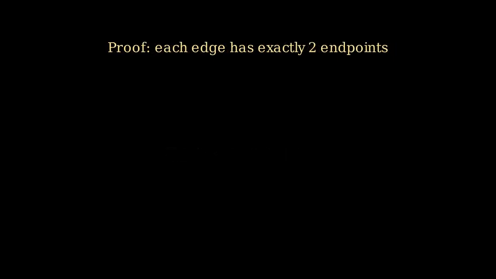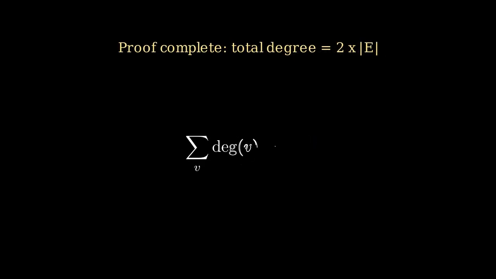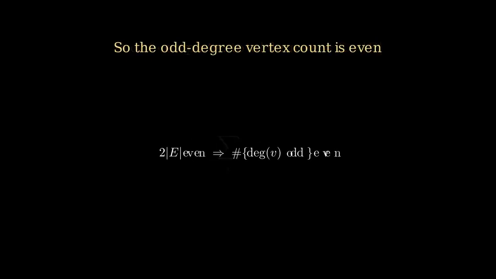Let's prove the Handshake Theorem. Every single edge in the graph has exactly 2 endpoints, so each edge contributes exactly 2 to the running total of the degree sum, 1 contribution to each of its 2 endpoints. Now sum this contribution over every edge in the entire graph. Since each of the edges contributes exactly 2, the total degree sum across all vertices equals 2 times the number of edges. Proof complete.